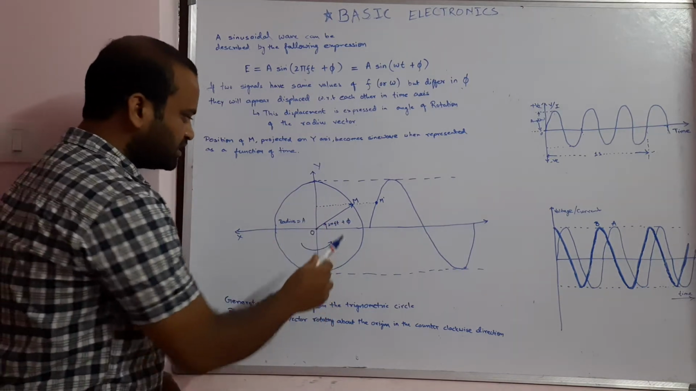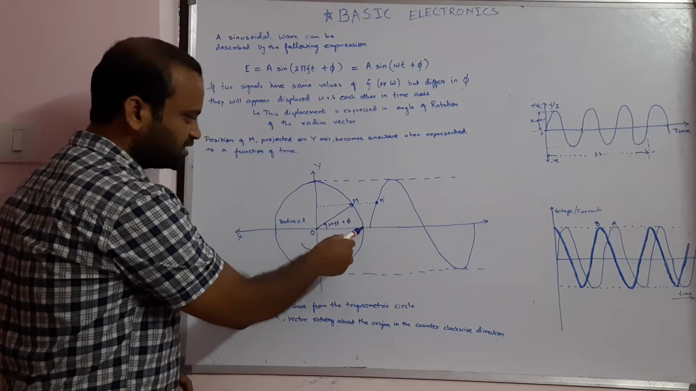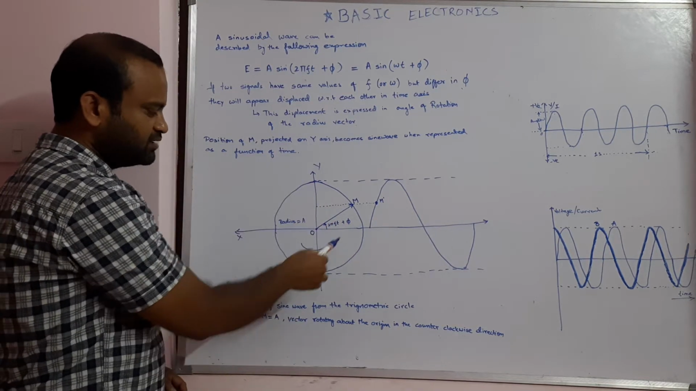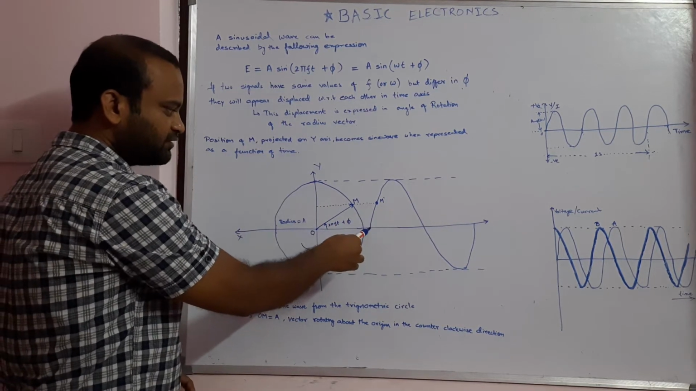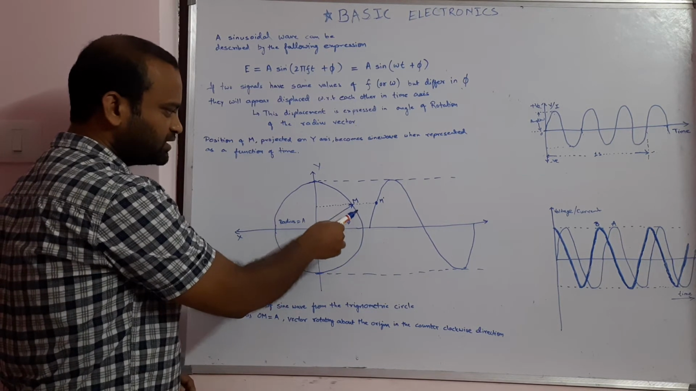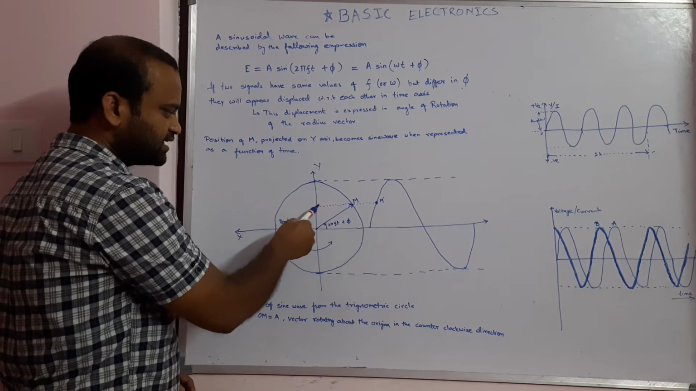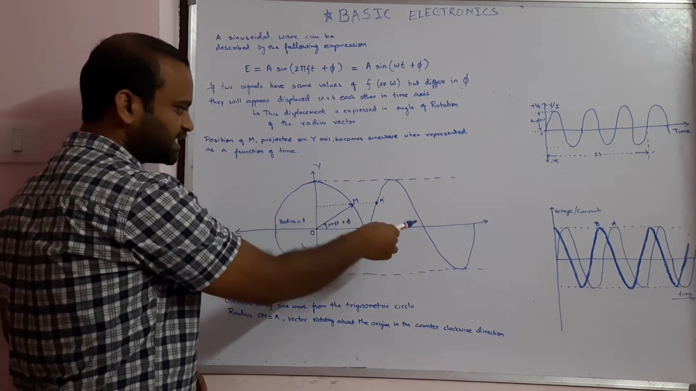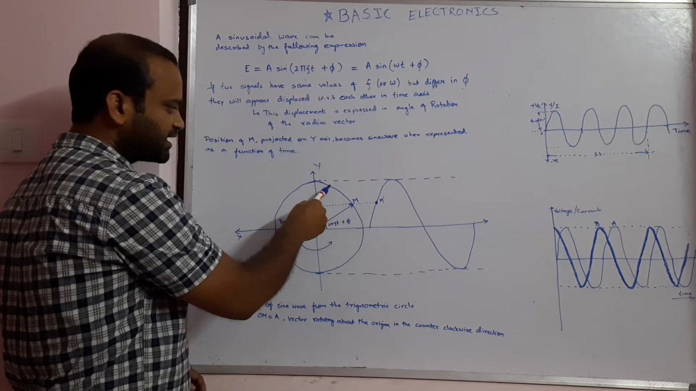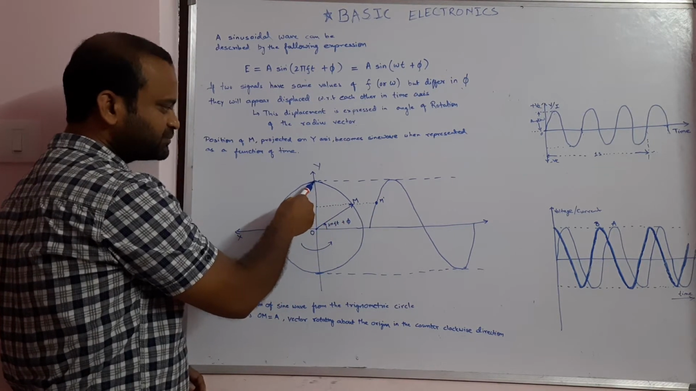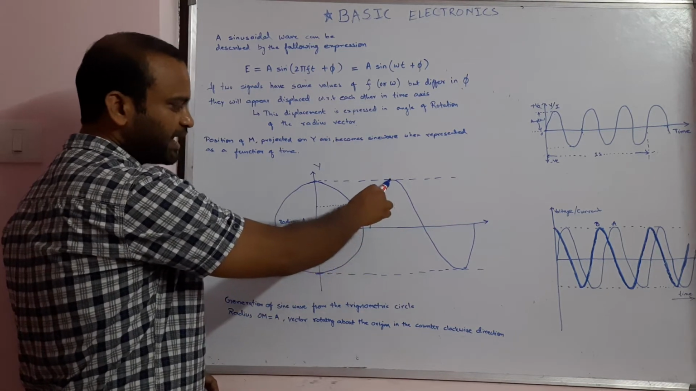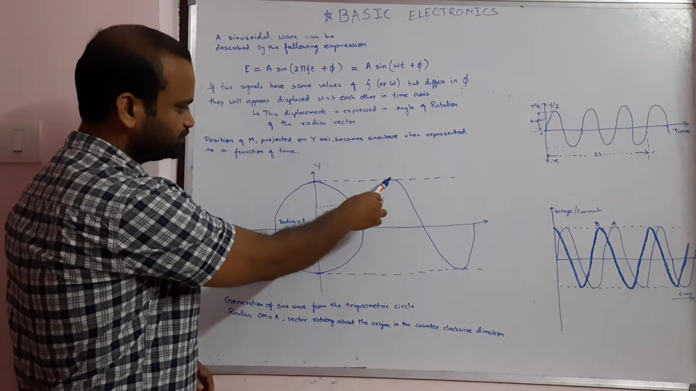Now, for example, consider this position is here. So that means the amplitude, this is the amplitude axis, right? Hence, the amplitude of the sine wave is also 0. If the position of the OM is at this level, then the amplitude of the sine wave is also at this level. And as it is rotating, when it reaches this position, the amplitude of the sine wave reaches its maximum peak value.